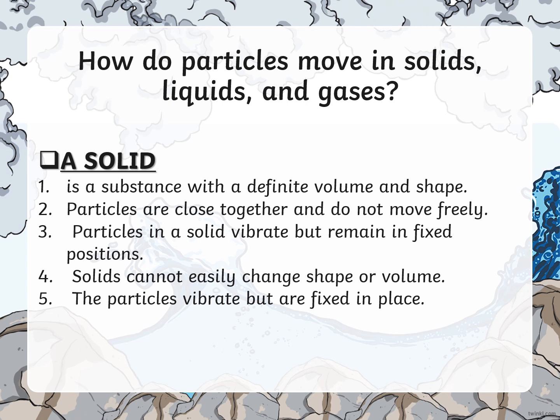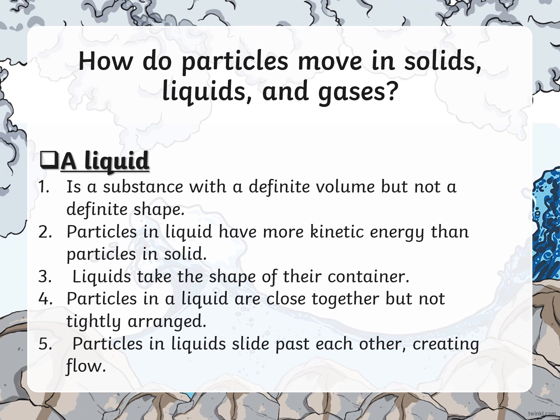The solid. Let's talk about the properties of the solid. First, it has a definite volume and shape. Okay, the particles are close to each other and don't move freely. The particles in a solid vibrate but remain in a fixed position. The solid can't easily change its shape or volume. It's a solid. The particles vibrate but are in a fixed place.